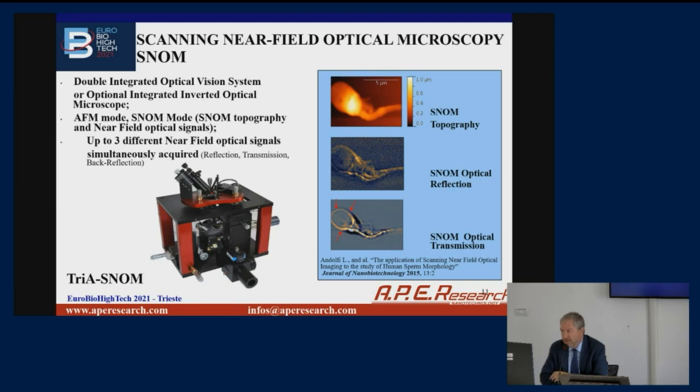On the right side, you can see an example. Okay, this is a human sperm. Then we can see some different characteristics using this special characteristic of the light in reflection and transmission or back reflection mode. Then you can have more information than a traditional microscope. And also there are some publications made here also in Trieste.